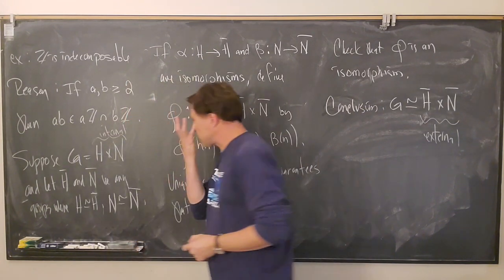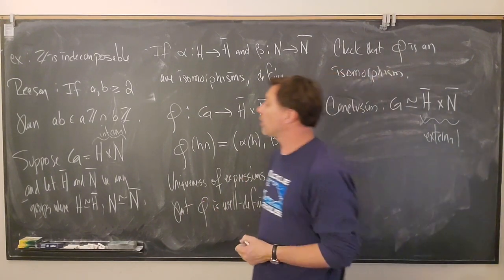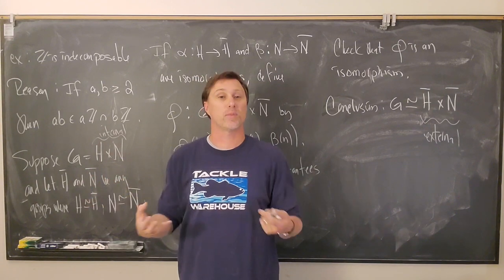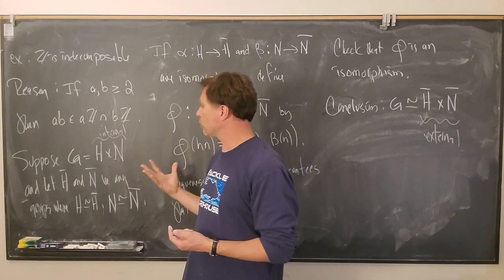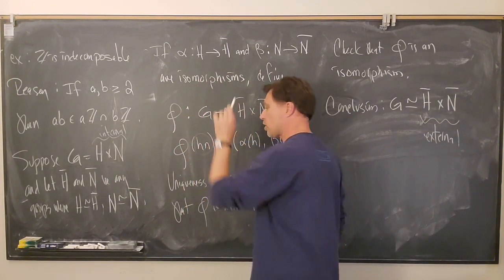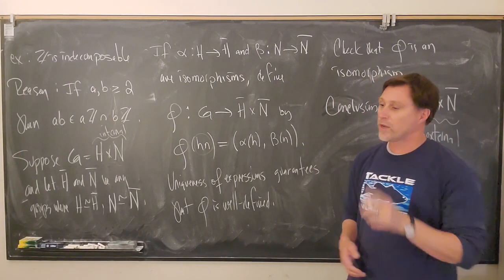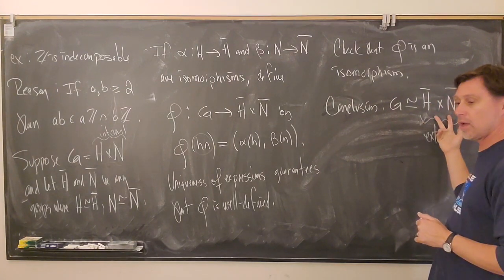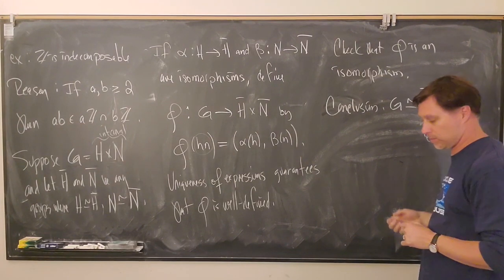So where do these words internal and external come from? Internal means inside, right? And so this group is the internal direct product of its subgroups. The subgroups lie inside. And so when you're an internal direct product, you can be expressed in terms of something from H, capital H, times something from N. When you're an external direct product, you can be expressed as an ordered pair. Something from H bar, comma, something from N bar.